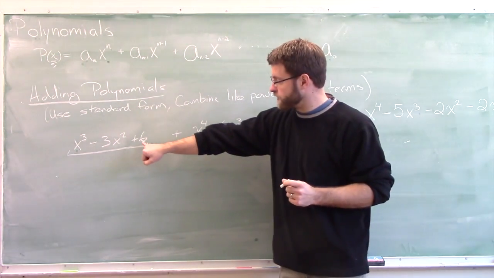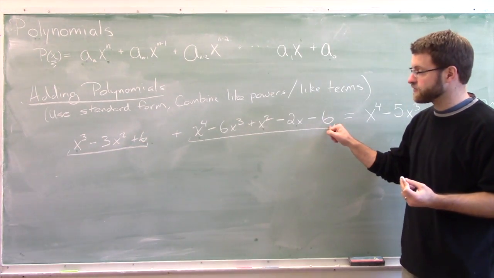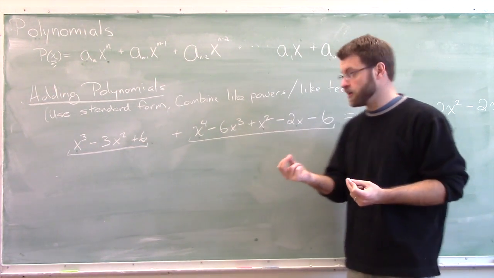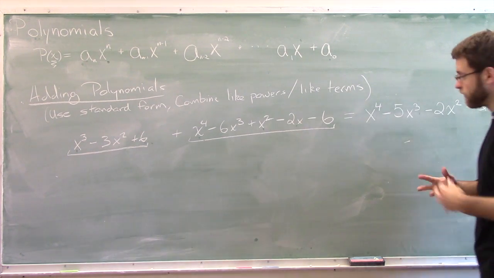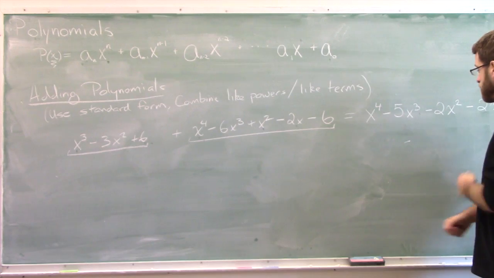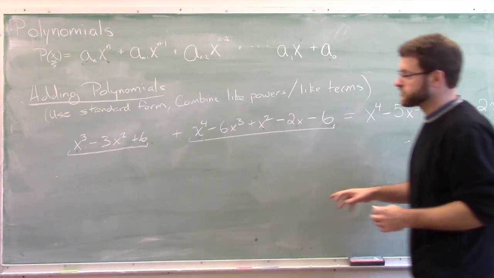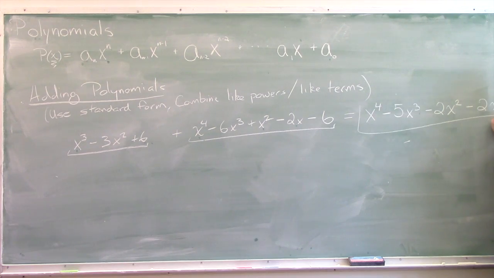If we look at our constant terms, we have a positive 6 and a negative 6, and those are going to cancel perfectly, leaving us with 0 as our constant term, which we can either write down explicitly or we can leave off. Okay? If you have a coefficient of 0, you can leave that out of the solution. You don't need to write it down. Okay, so the sum of these two polynomials would be this polynomial right here.